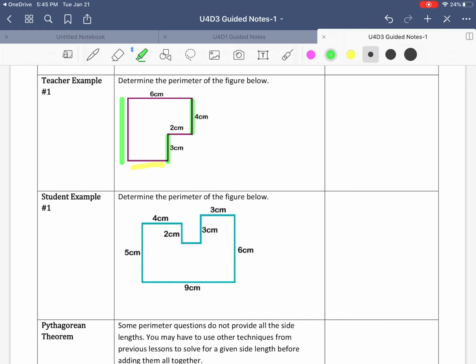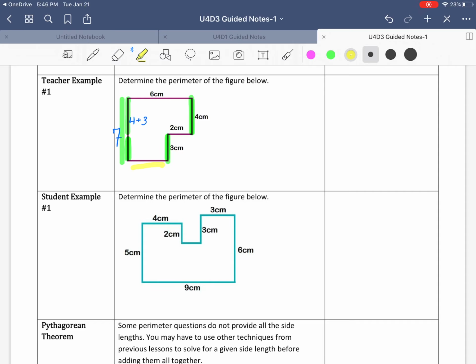If you look, this first green section here is the same as this portion here. And then the second green section, that's 3, will be the same as this section here. So you know that long side is actually going to be 4 plus 3. So we know that this side will actually be 7.